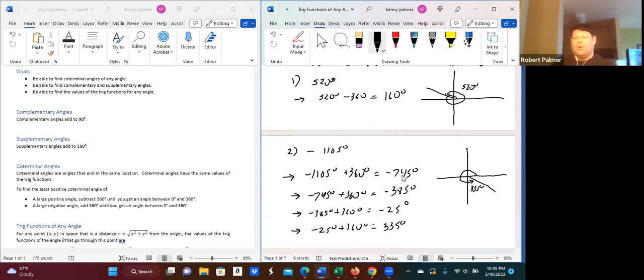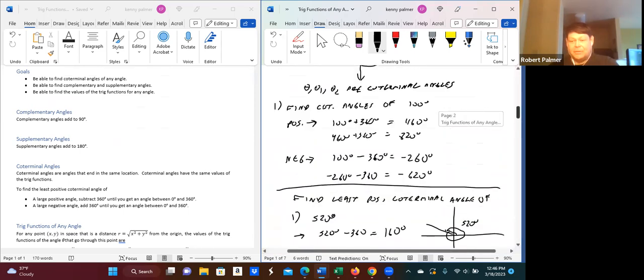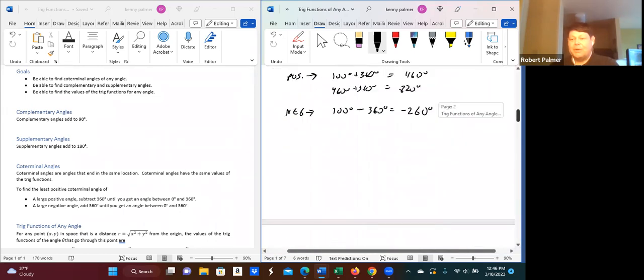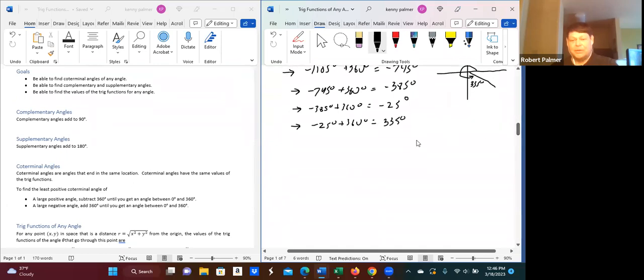Now, all these are coterminal angles. They're all the same values, including this one. So you have five coterminal angles. Looks like we're going around probably three or four times to get to that one. But that is the least positive coterminal angle of that. So that's the idea of, first off, complementary and supplementary angles, and also coterminal angles. So that kind of sets us up.